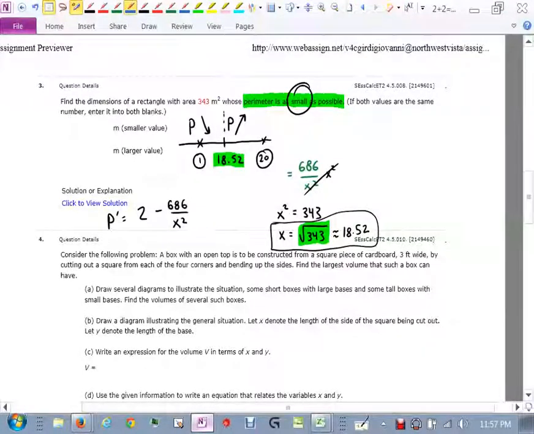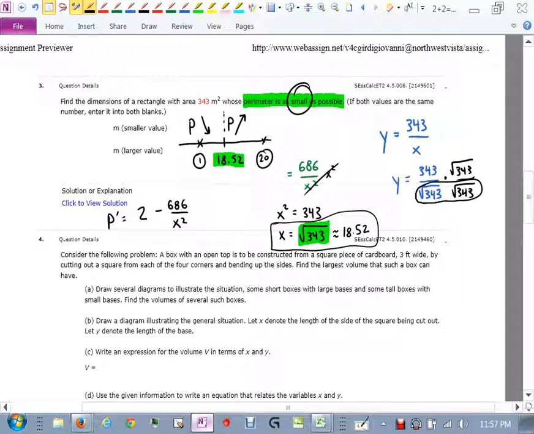We said that y was equal to 343 divided by x. That means y is 343 divided by the square root of 343, and the computer wants you to rationalize this, so I'm going to multiply top and bottom by root 343. On the bottom, you multiply these two together, you get 343, and then that 343 on the top cancels with those, and all you're left with is square root 343. So your y is root 343.